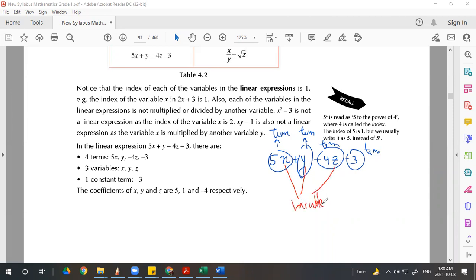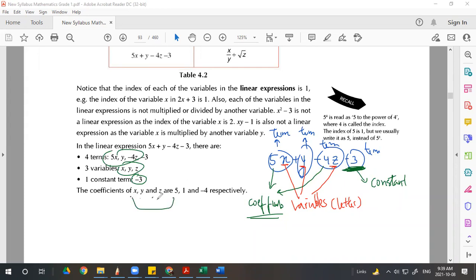So let's get acquainted with variables first. Okay, the letter. Variables are always letters. And the 5, the number in front of the variable, is called the coefficient. And the only term that has no variables, the negative 3, is all alone, like it's single. There's no x, no y, no z. This is called the constant, the constant term. Negative 3. Variables x, y, z. The coefficients of x, y, z are respectively 5x, 1y, and negative 4z. The same, 5x, 1y. If there's no number, it is 1. Negative 4z.